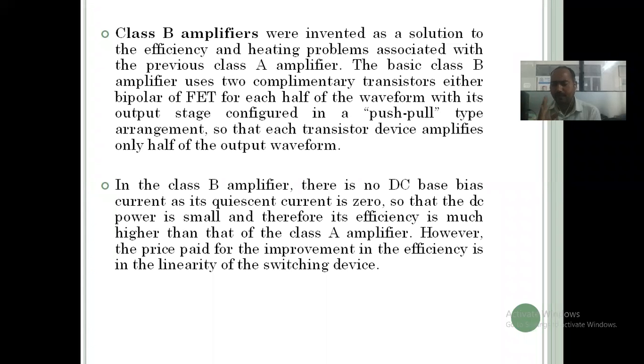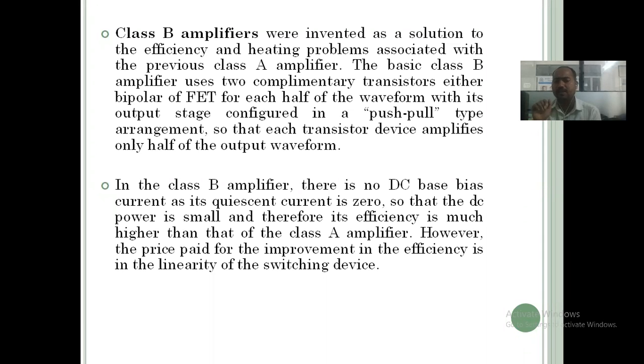Linearity indicates a replica of the input. If we have applied a sine wave, the output we get is some distorted sine wave, right? That is the thing when we use the class B type of amplifier, right? One of the important conditions with respect to the class B amplifier is crossover distortion, one of the effects which comes with this class B type of amplifier.